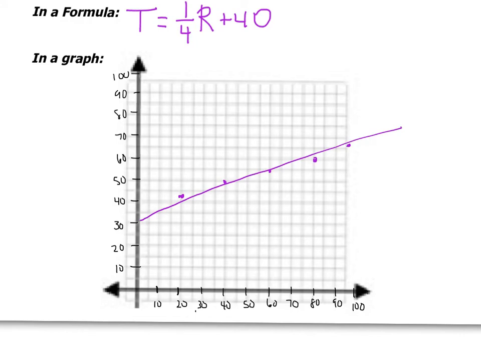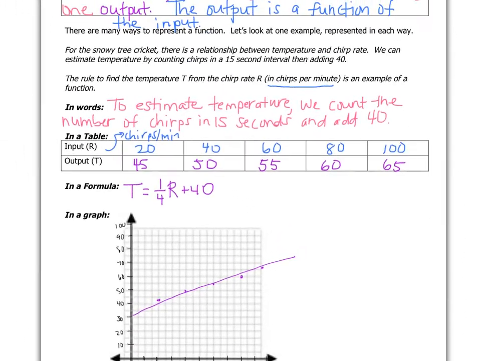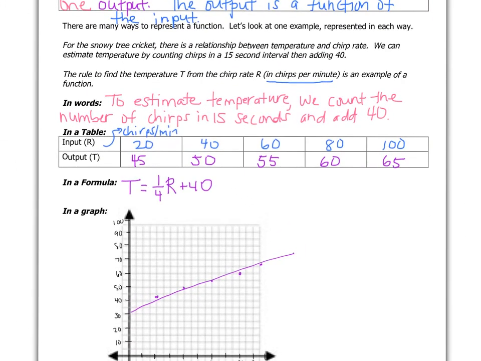Okay. All right, so just to recap what we've done there, remember a function is a rule where when you put one number in, that's the input, you get exactly and only one number out for the output. There are 4 ways to represent a function. We can do that in words, in a table, in an equation or a formula, and then in a graph.